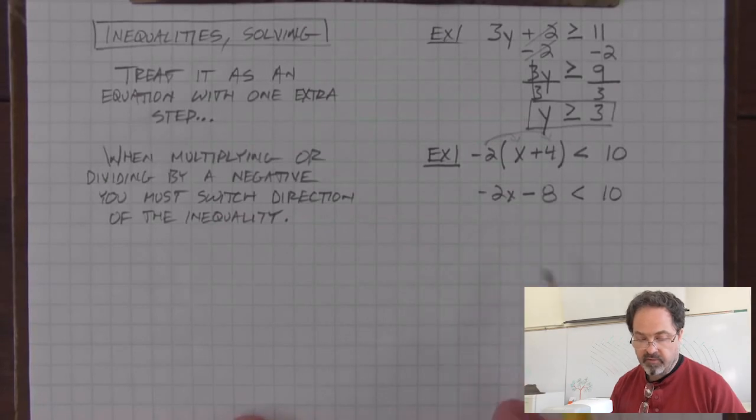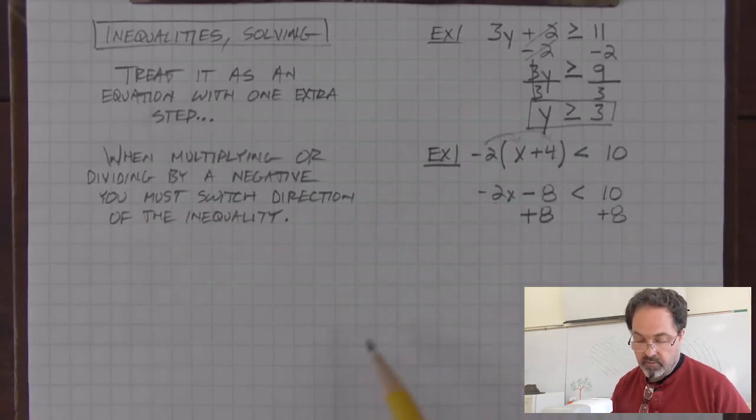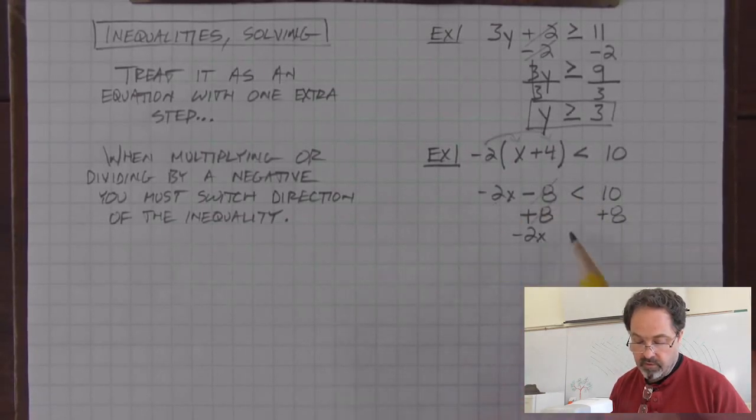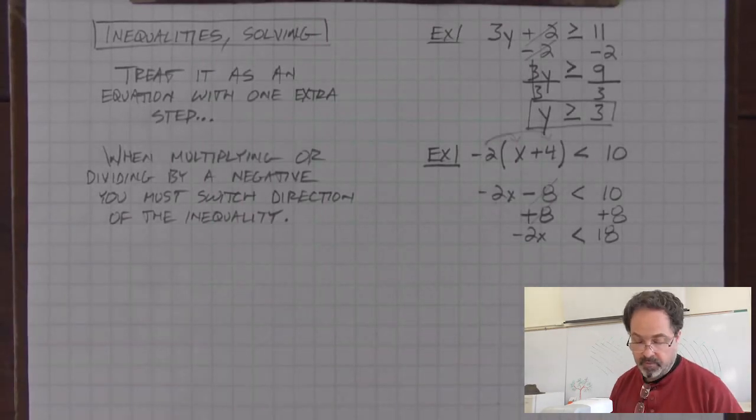To get x by itself now, I need to undo subtraction by 8 and multiplication by negative 2. I'm going to undo the subtraction of 8 by doing its inverse, add 8 to both sides. These will cancel out, leaving the negative 2x. 10 and 8 make 18. The symbol in between is still less than because adding a positive number doesn't change the sign.